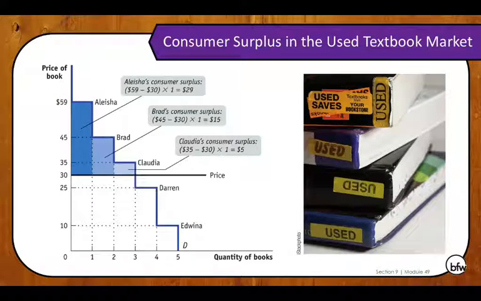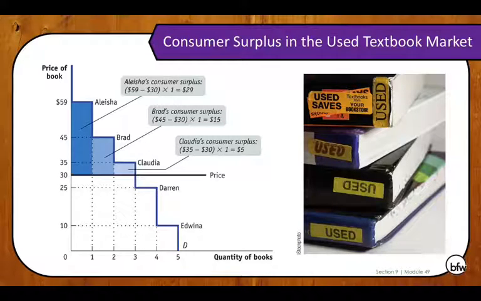So the consumer surplus can be seen in the graph as the area of the rectangles above the price, here shaded in blue. So the area of Alicia's consumer surplus is $59 minus $30, or the $29 that she was getting multiplied by 1, the one book she would buy. Brad, it's $45, his maximum willingness to pay, minus $30, what he actually paid, $15 times 1. And for Claudia, it's $5 times 1.